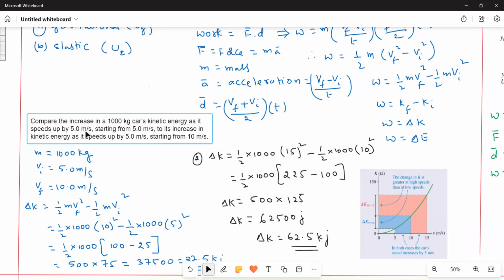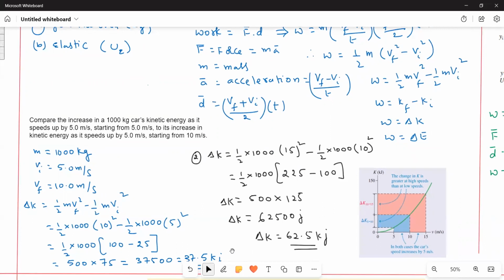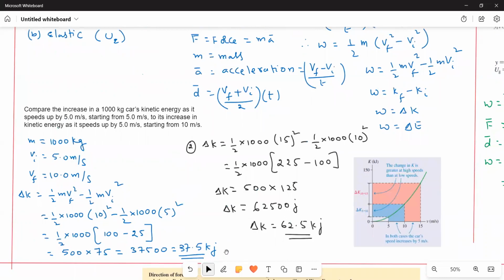So the final velocity is 10 meters per second. Mass is 1000 kilograms, initial velocity is 5 meters per second, and final velocity is 10 meters per second. Therefore, the change in kinetic energy is half m vf square minus half m vi square. So that is equal to half, m is 1000, and then I input the initial velocity and final velocity values. On calculation, I'm getting 37.5 kilojoules.